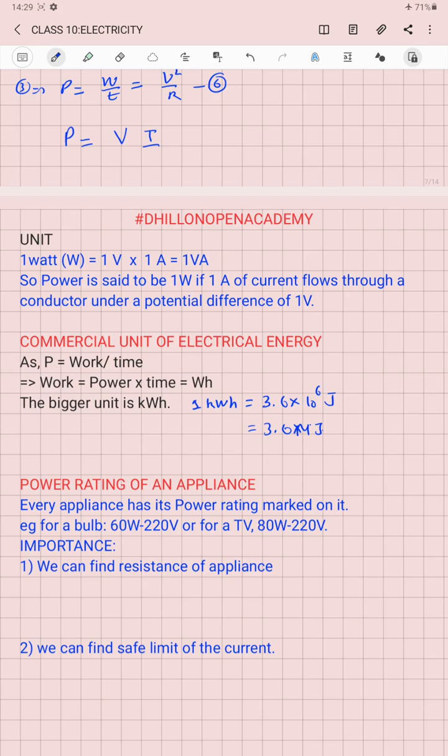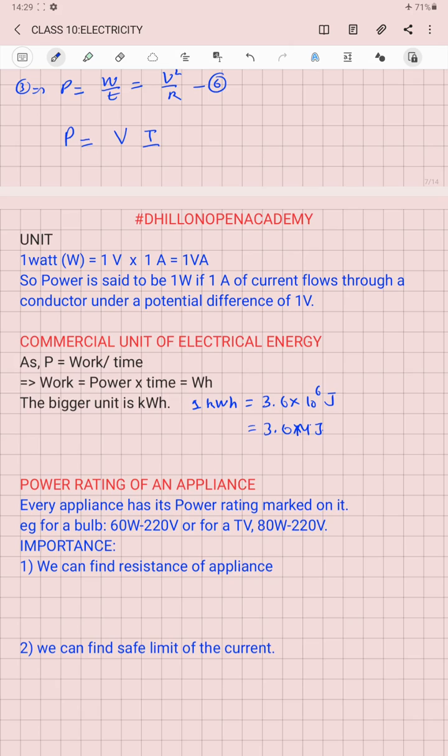And if it is operating at a voltage less than 220 volt, say for example 200 volt, then the power consumed by the appliance will also be less than 60 watt. So how much power exactly will be consumed depends upon the operating voltage. Now, the power rating of an appliance is very important to us because it helps us to know two important physical properties of the appliance. First of which is the resistance of the appliance.